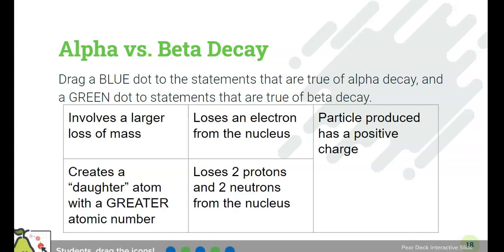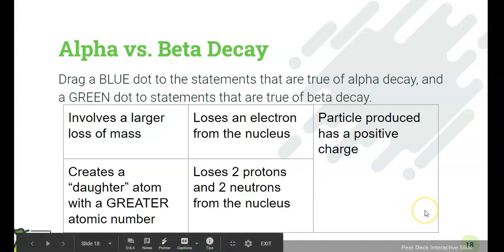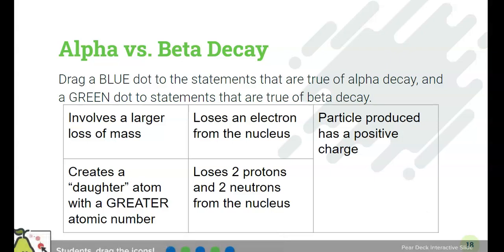Okay, so let's look at these statements. In class, we dragged dots on Pear Deck for this. Which involves a larger loss of mass? Well, that would be alpha, right? Because beta particles have negligible mass. So when they're lost, there's no change in the mass number. Creates a daughter atom with a greater atomic number? Well, that's a beta particle, because it converts a neutron into a proton. Loses an electron from the nucleus? That's basically the definition of a beta particle. Loses 2 protons and 2 neutrons from the nucleus? That's the definition of an alpha particle. And the particle produced has a positive charge? Alpha is the one with a positive charge because it consists of 2 protons and 2 neutrons.